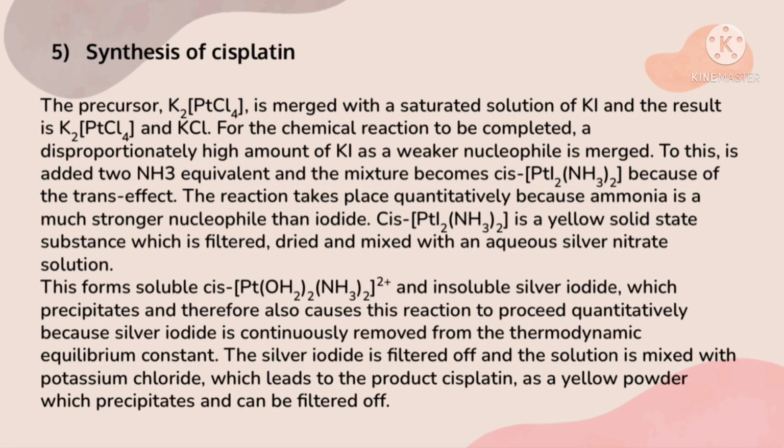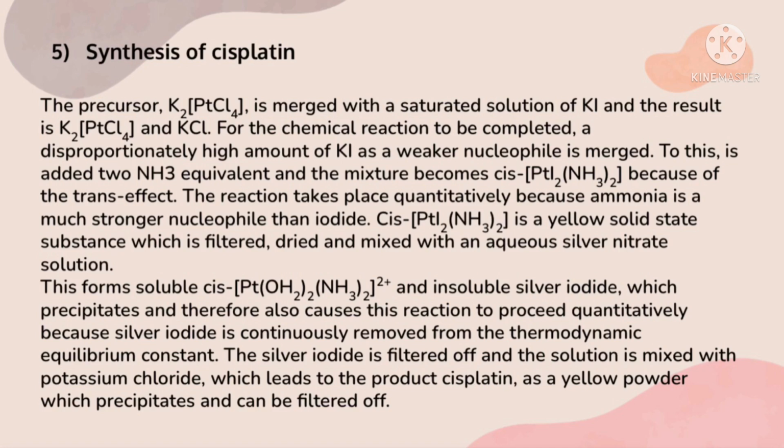Cis-PtI2(NH3)2 is a yellow solid substance which is filtered, dried and mixed with an aqueous silver nitrate solution. This forms soluble cis-[Pt(OH2)2(NH3)2]2+ and insoluble silver iodide, which precipitates and therefore also causes this reaction to proceed quantitatively, because silver iodide is continuously removed from the equilibrium.